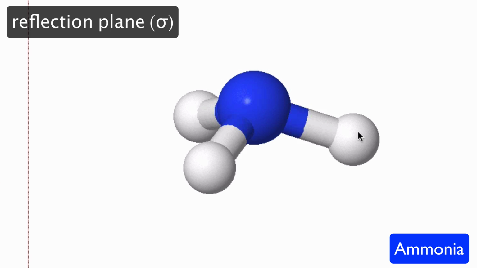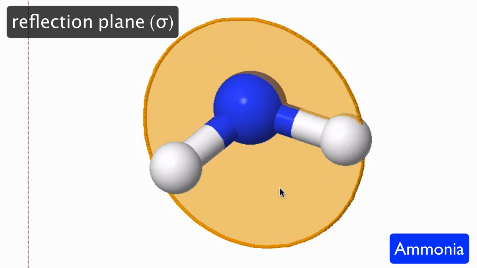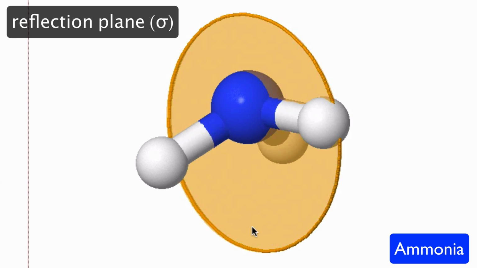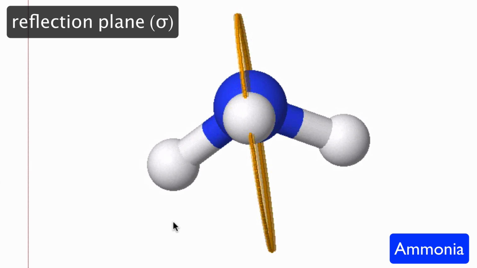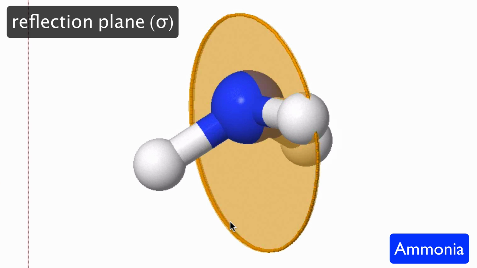We have a vertical reflection plane in the plane of the screen here. There it is, and I'll just turn this so you can get perhaps a better idea of what it looks like. There we are. Okay, so it's coming down between that nitrogen-hydrogen bond. One's sticking out the front, and this one is sticking out the back.